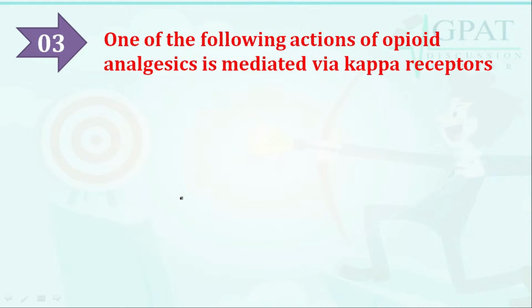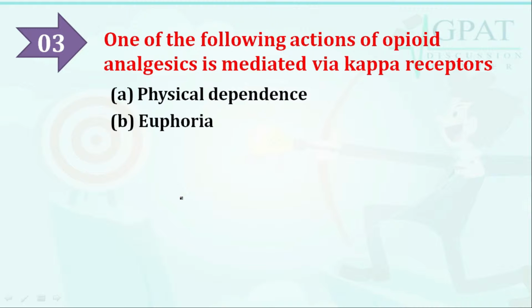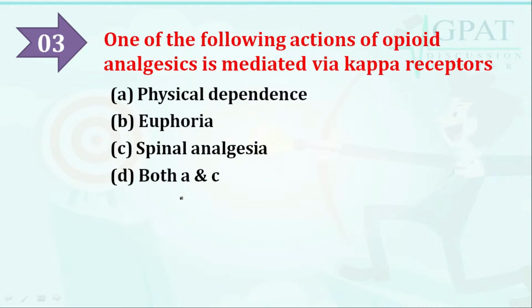Which one of the following actions of opioid analgesics is mediated via kappa receptors? Options are: option A, physical dependence; option B, euphoria; option C, spinal analgesia; option D, both A and C. The correct answer is both A and C, meaning physical dependence and spinal analgesia are the actions of opioid analgesics which are mediated by kappa receptors.